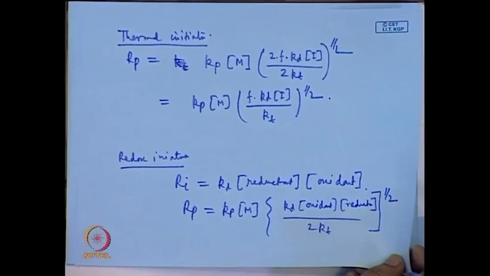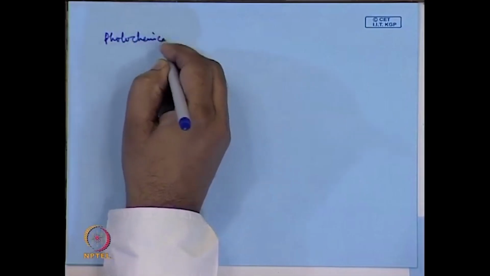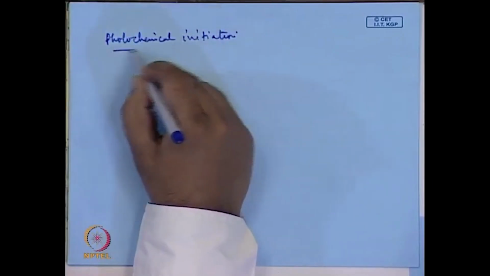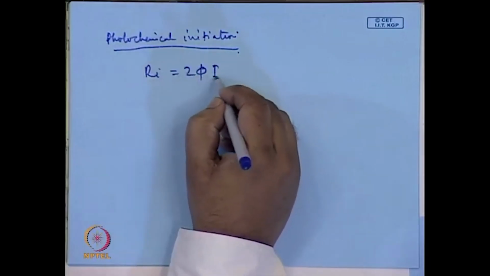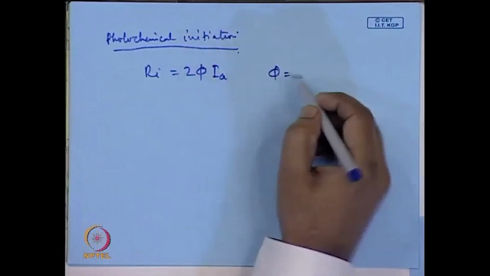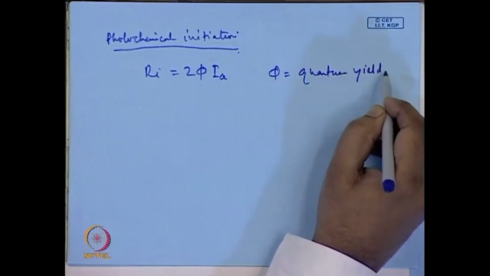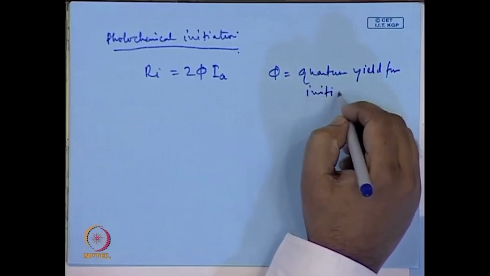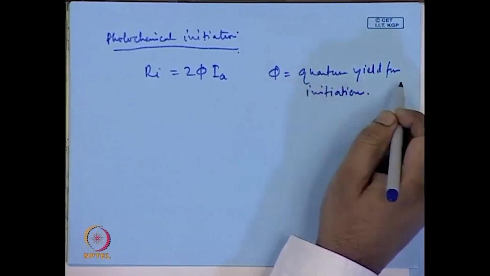For a photochemical initiation or photo initiation, Ri is 2 phi Ia. Ia is the intensity of the radiation and phi is the quantum yield for initiation, similar to efficiency F for thermal initiation. This phi is the quantum yield for initiation.